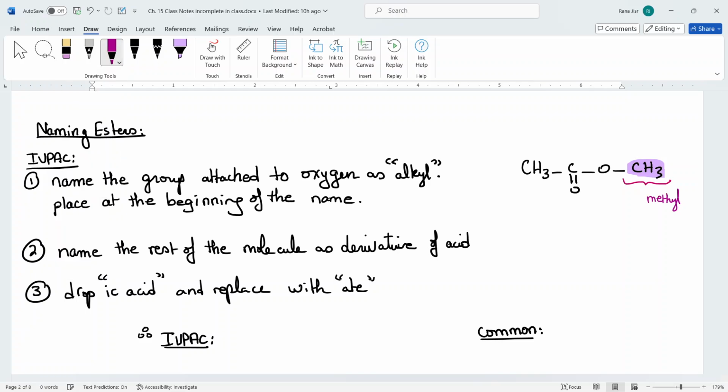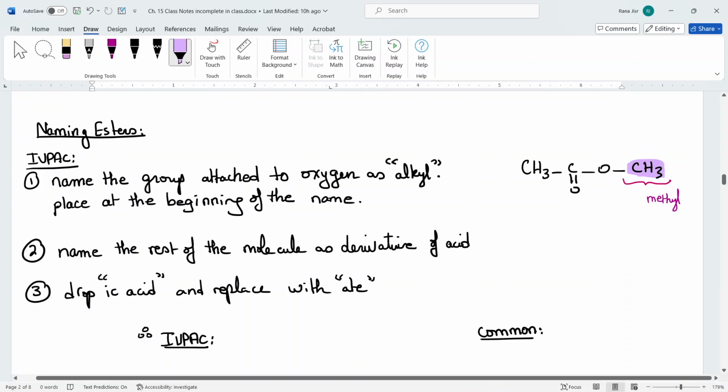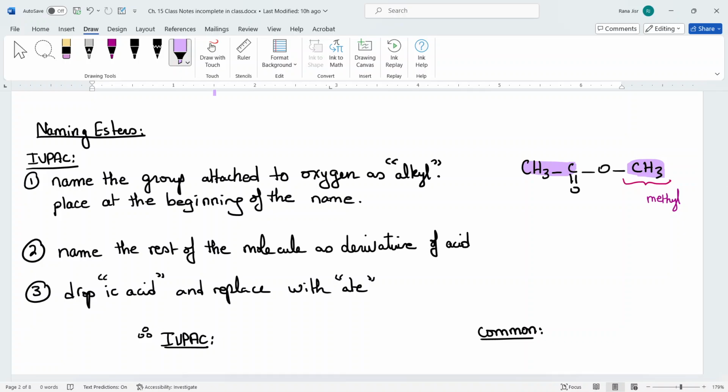Okay. And then after you name the part that is connected with the oxygen, you go ahead and name the part that is connected with the carbonyl, including the carbon of the carbonyl. So the rule says that you have to choose the longest carbon chain, including the carbon of the carbonyl. This is naming the rest of the molecule, and you name it as a derivative of the carboxylic acid.